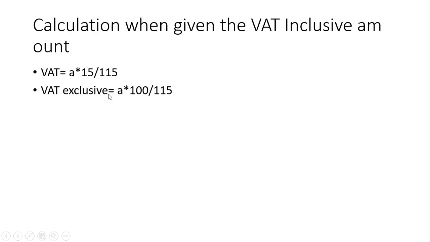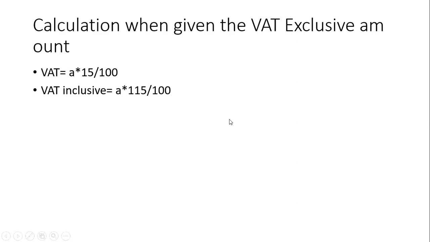And then when you're calculating for the VAT exclusive, given the VAT inclusive amount, you take A, which is the amount that you're given, the VAT inclusive amount, you multiply it by, you ask yourself, what am I looking for? VAT exclusive, which is what? 100. And then what do I have? VAT inclusive, which is what? 115. All right, so it goes like that.